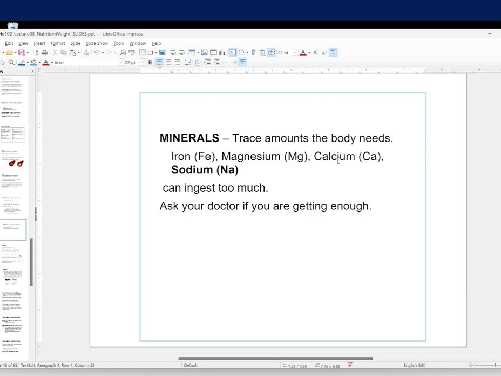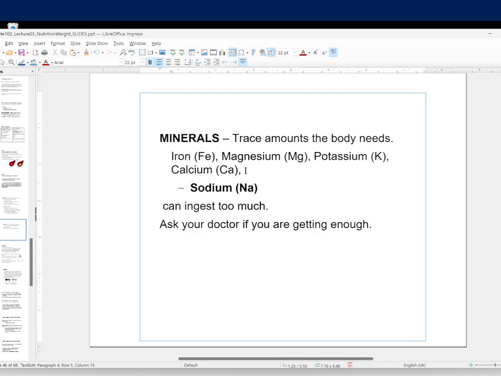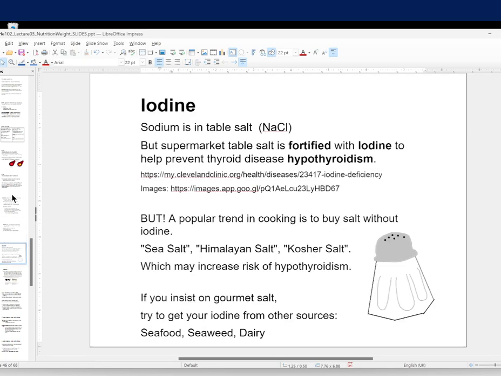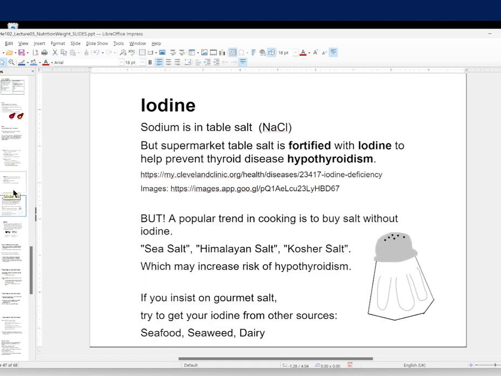Of this list, sodium is a special thing, because sodium is something that Americans do take too much of on purpose. Because sodium is part of table salt, sodium chloride. And so you can see now why people may get too much sodium in their diet. And you've heard of that, right? Sodium can cause high blood pressure.